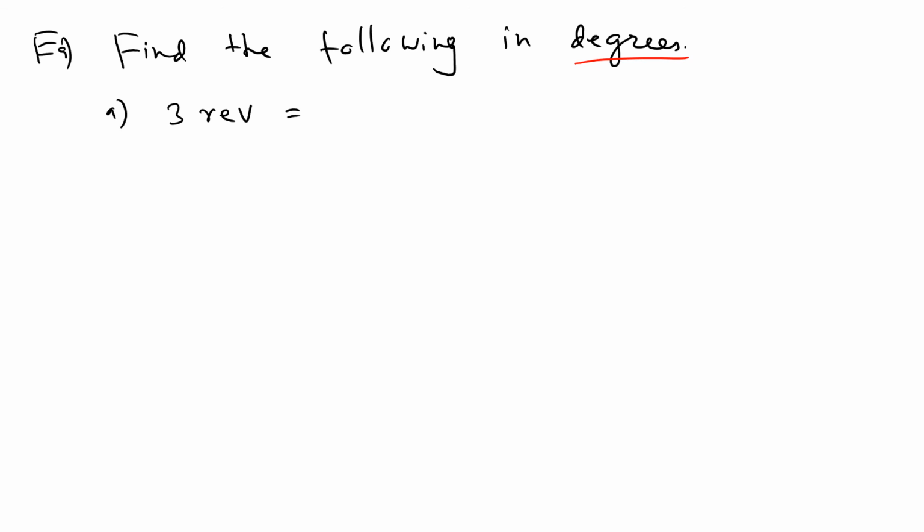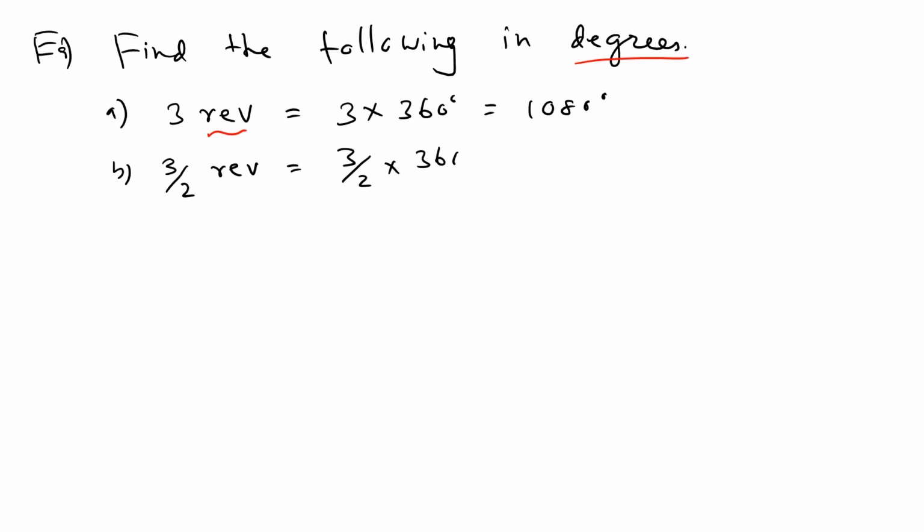So now we can replace the revolution by degrees. We know that 1 revolution is 360 degrees, so it's 3 times 360. So we're going to multiply, and you're going to get 1080 degrees for 3 revolutions. B, 3/2 revolution. So again, 3/2 times 360. If you simplify, you're going to get 540 degrees. Part C, let's say 5 revolutions. So 5 times, where 1 revolution means 360 degrees. When you multiply, you get 1800 degrees. That's how you convert revolutions to degrees.